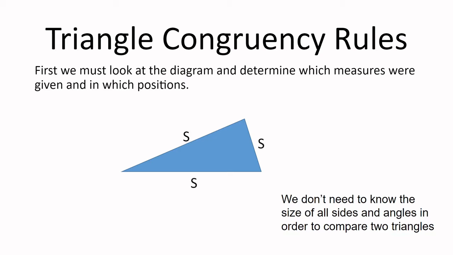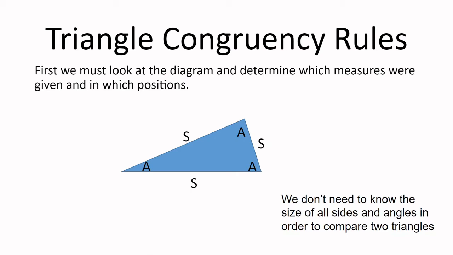Here, I'm labeling all 3 sides of the triangle with S's. And now I'm labeling all 3 angles of the triangle with A's. We don't need to know all of the S's and all of the A's, but we may know some of them in some specific order. And if that order corresponds with one of the rules, then we can use that to determine if the triangles are congruent or not.